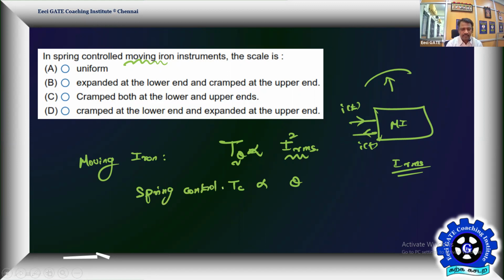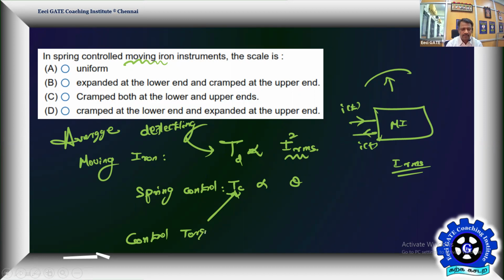So the deflecting torque developed by the instrument is proportional to I square RMS, whereas the spring control is the control torque. That's a deflecting torque, not T theta, you can call it T_D, the average deflecting torque acting on the moving mechanism in the moving iron instrument. And when you use a spring control, this offers the control torque. Finally, the torque balance equation will give theta average.